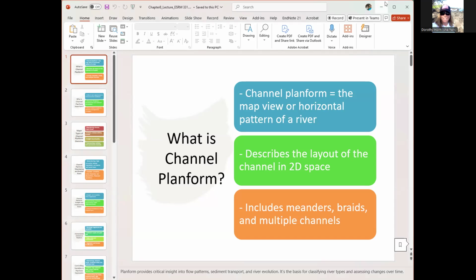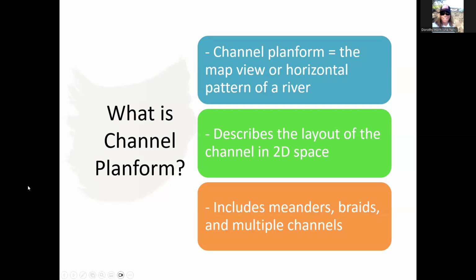Okay, so what is channel plan form? All right. It's really the map view or the horizontal pattern of a river. So we're looking at this in 2D now instead of 3D. And we're talking about things like meanders, river braids, and multiple channels.